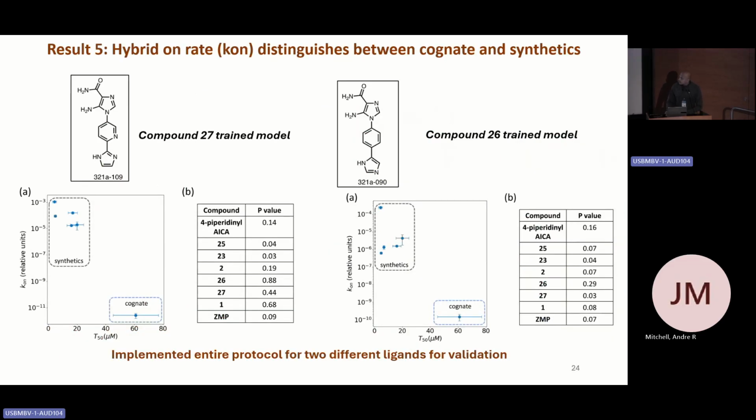Finally, we were able to calculate the hybrid k-on that I just talked about, and we saw different behavior between the synthetic and the natural groups. To establish the validity of the framework, we did the same for a different ligand. We trained a machine learning model for another ligand and did everything, transferred the models, and we observed similar trends. And the p-values associated with the Kolmogorov-Smirnov (KS) test, you can see it's pretty reasonable.